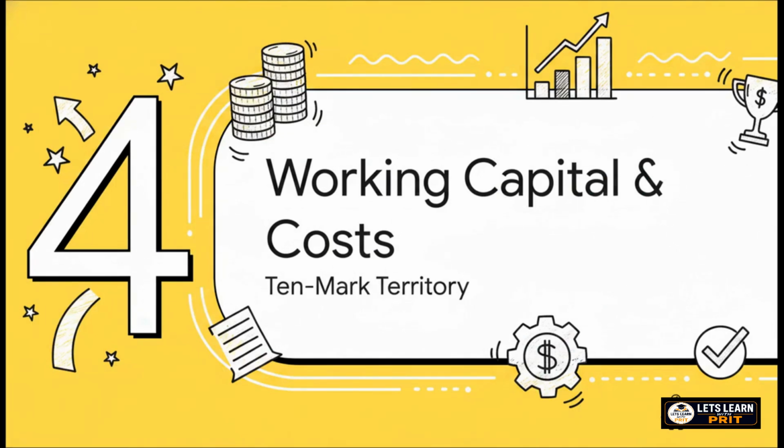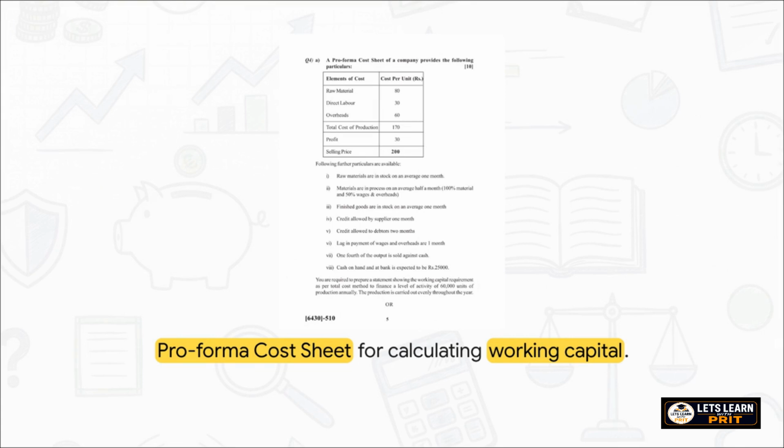Next up, Section 4, working capital and costs. Let's keep the momentum high as we enter the heavy 10-mark territory. This pro forma cost sheet from question 4 gives us the cost per unit. You can see raw materials are at 80, labor at 30, and overheads at 60. But more importantly, it lists the timeline, things like materials being in stock for 1 month or debtor credit being 2 months. All we have to do is convert these timeframes into cash requirements.